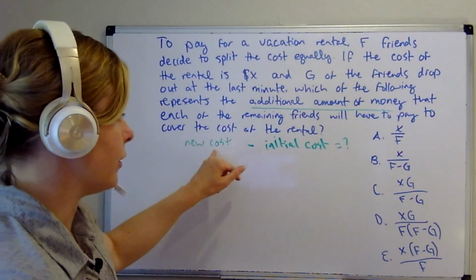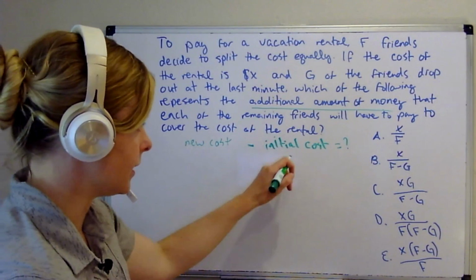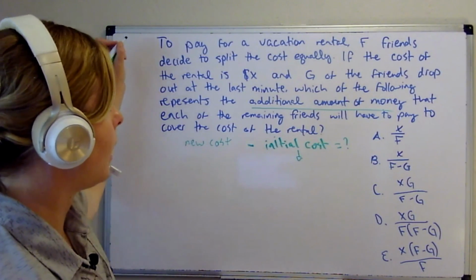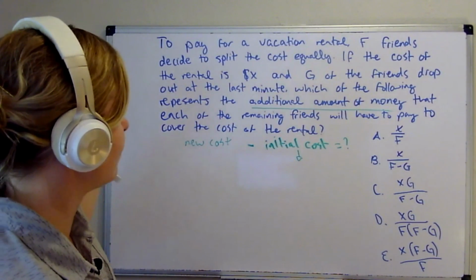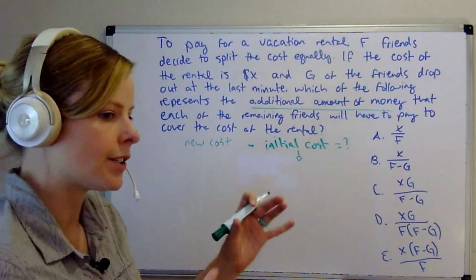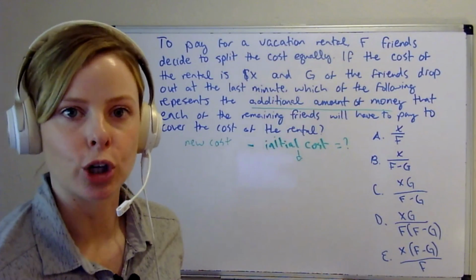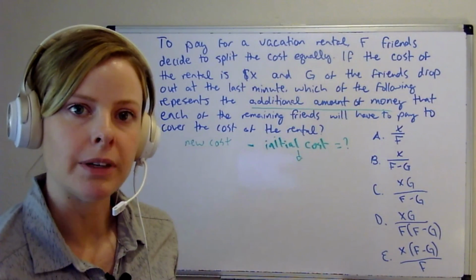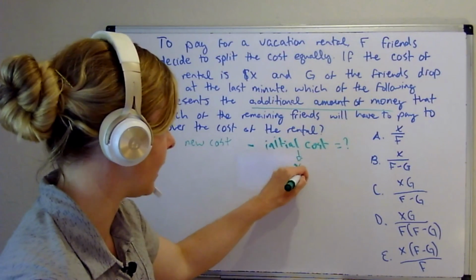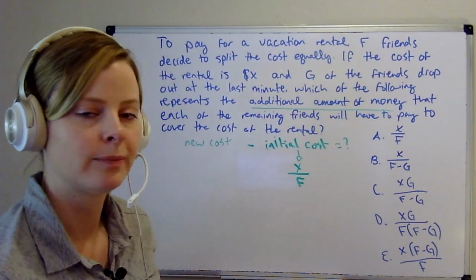So between these two things, we've got our new cost and our initial cost. The initial cost is going to be the easiest to start with, so let's begin there. We know that there were initially F friends and that the total cost was X dollars. So that X dollars, however much it is, maybe a couple of grand, is going to be split evenly between these F friends. So our initial cost would be X divided by F.